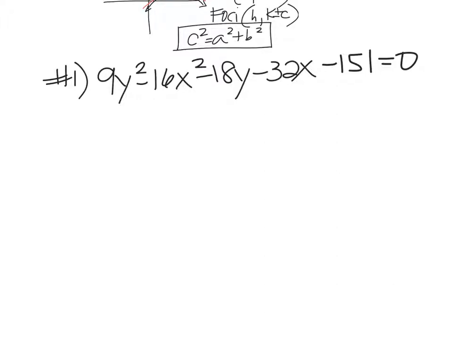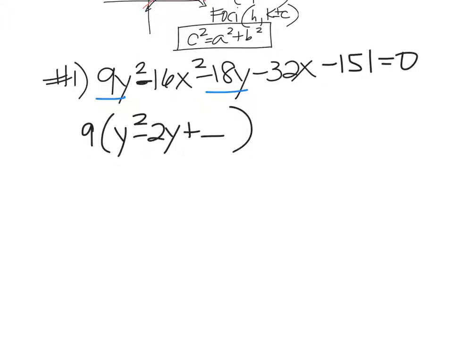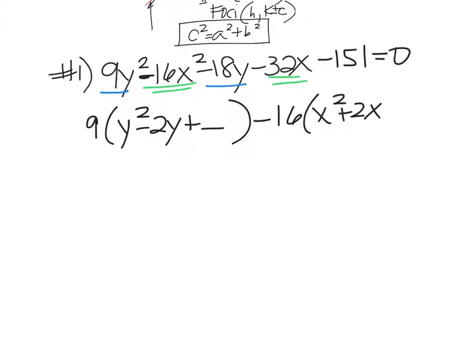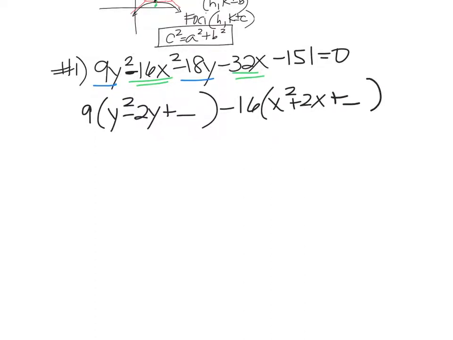Okay, so let's go ahead. We can tell this is a hyperbola because we have two squared terms and there's a minus between them. All right, now we'll get our y's together and factor out a 9, so 9 times (y squared minus 2y plus blank). And for the x's, you need to factor out a negative 16, and you're left with x squared plus 2x plus blank, equals 151. Okay?